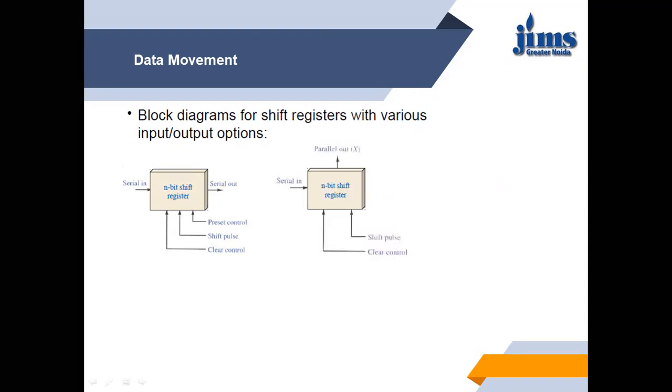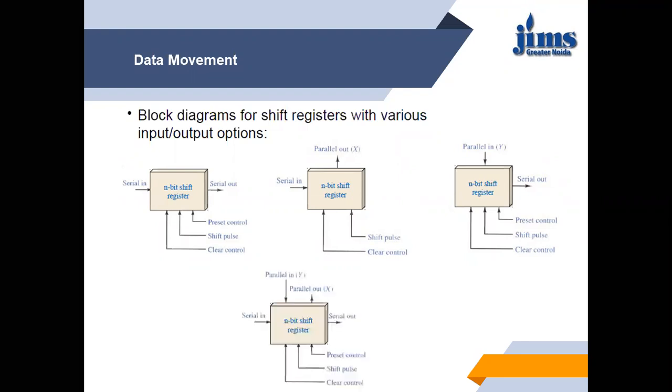Serial in, parallel out. Here we have a clear control and a shift pulse. Parallel in, serial out. We have preset, shift pulse, and the clear control. Parallel in, parallel out. We have preset, shift, and clear control. And when we are using it as a universal shift register, it will have all options: serial in, serial out, serial in, parallel out, parallel in, serial out, and parallel in, parallel out. And the synchronous and asynchronous inputs are the preset control and the clear control, and we have a shift pulse, that is a clock.